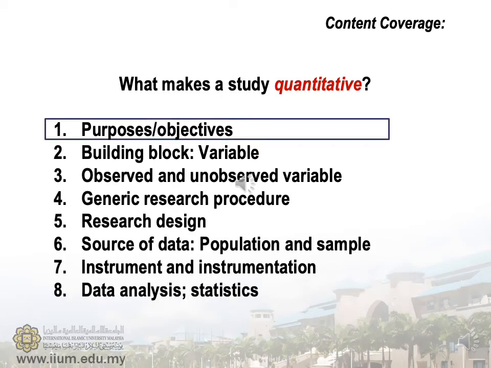The major contents of the course are: 1. Purposes, objectives of quantitative research. 2. Its building block, which is variable. 3. The observed and unobserved variables in research in human science. 4. Generic research procedure. 5. Research design. 6. Source of data, comprising of population and sample, and 7. Instrument and instrumentation. Each major content is covered in one of the 7 lessons.